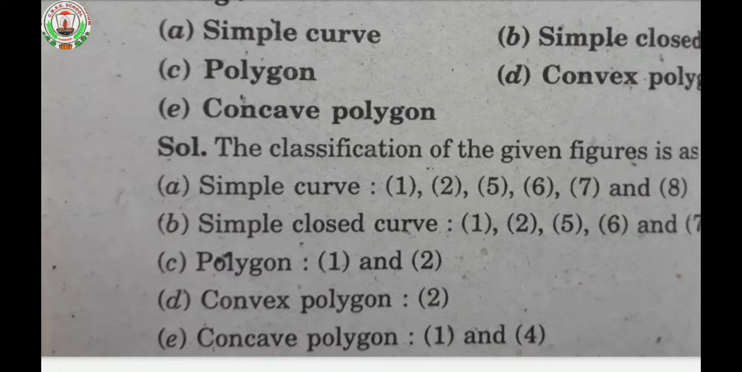Convex polygons are second, and concave polygons are first and fourth. So until and unless you understand what the following terms mean, you can't pick the figures. That means you can't classify them. So it is very important to know the definitions, and only then can you classify the figure. Understood everyone? Next question. Question number 2.